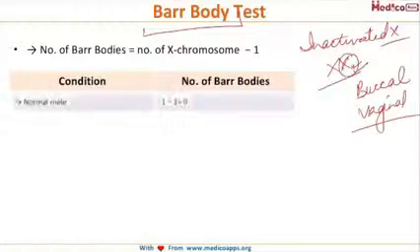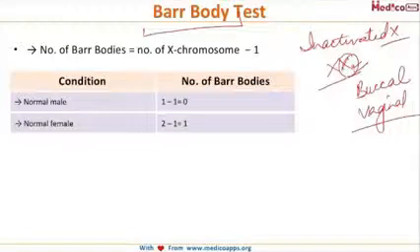Now let us understand this by example. In normal male, since there is only one X chromosome, so 1 minus 1, 0. So in normal male, you will not be able to see any Barr body. Likewise, in normal female, you will have one Barr body, because there are two X chromosomes in a normal female, so one will be inactivated. So there will be one Barr body in a normal female.